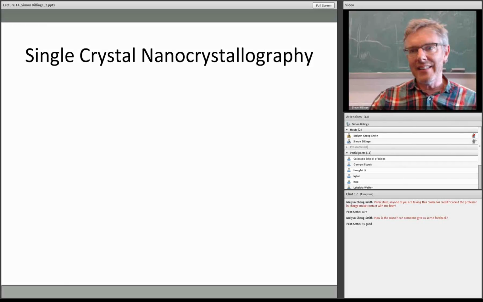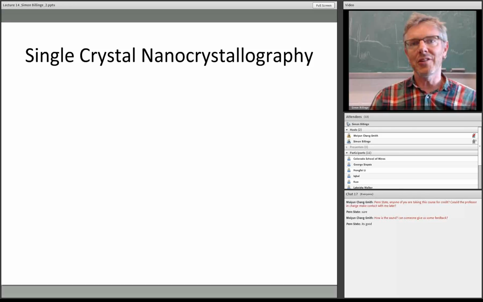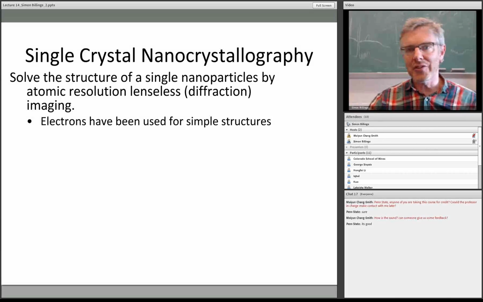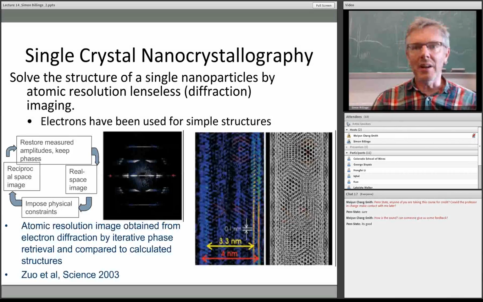Basically the idea is that you get a single nanoparticle, you have to figure out how to mount it, you have to figure out how to get enough X-rays, neutrons, or electrons onto the sample to get significant scattering, and then how to invert the problem. But there are some notable successes. This is one example which comes from Jim Zhou's group. Basically what he did is he put in this double-walled carbon nanotube.